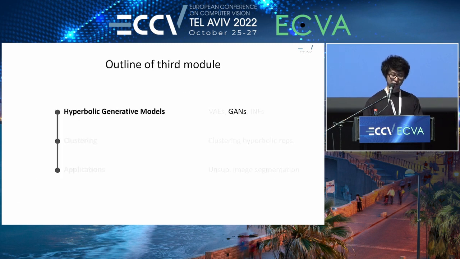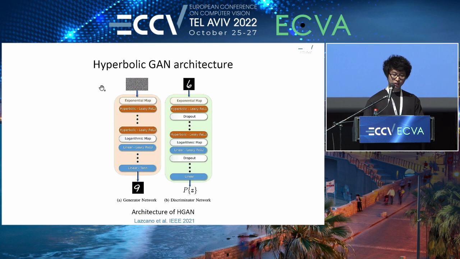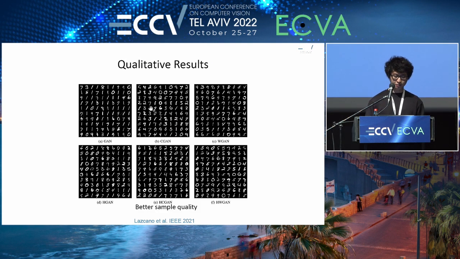Now we talk about GANs. Here's a paper called Hyperbolic GAN, which generalizes the GAN in the following way. On the generator side, there will be some number of hyperbolic layers followed by some number of linear layers, and the same thing for the discriminator. It's operating on the assumption that images are naturally hierarchical, so some number of hyperbolic layers may benefit the performance of this GAN. And they find there's better sample quality.